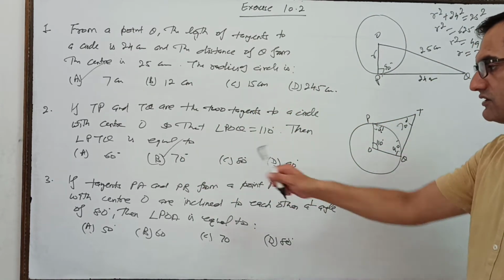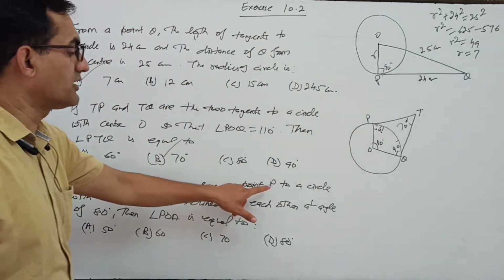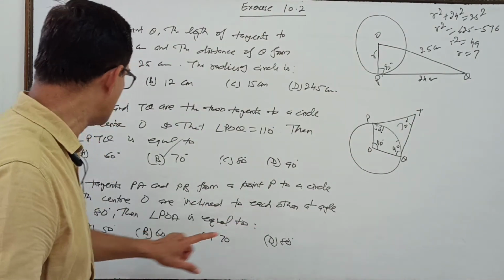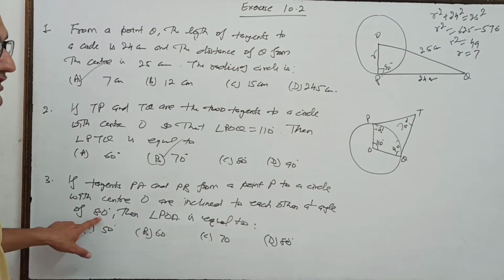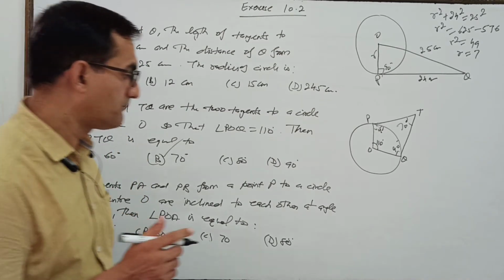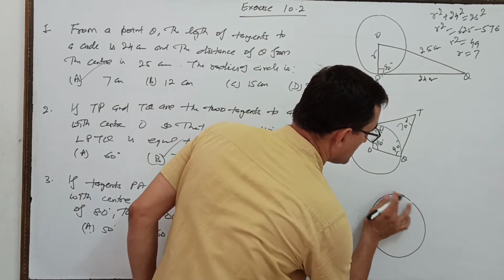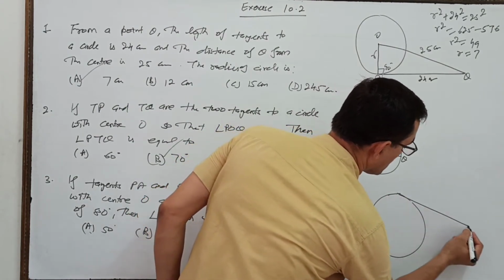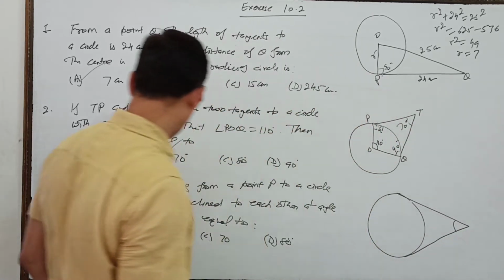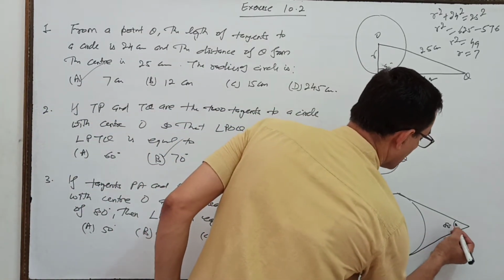Okay. Now come to the third part. If the tangents PA and PB from a point P to the circle with center O are inclined to each other at an angle of 80 degrees, means angle of inclination of the two tangents from point P. Let this be the circle and this angle of inclination. Angle of inclination is 80 degree. This angle is 80 degree.